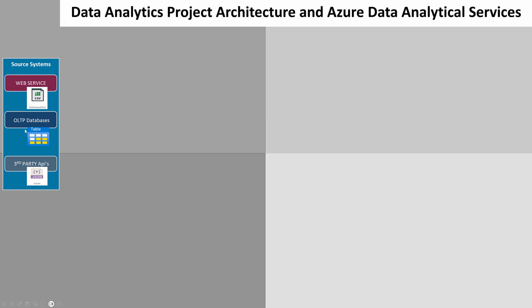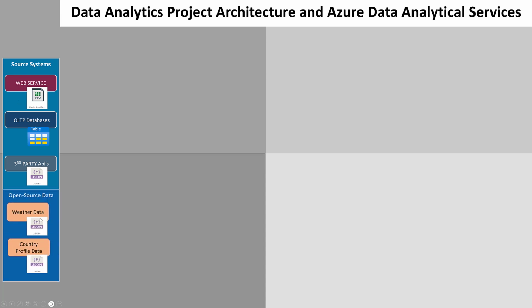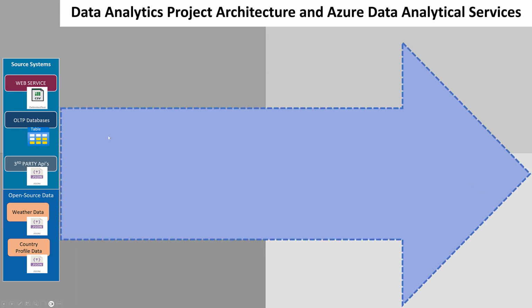Apart from these main source systems, we are also going to extract some open source data. The weather data is in the JSON format, and the country profile data, something like the GDP growth rate of each of the countries globally, is also in the JSON format. So we are going to build our analytical platform using this source data.